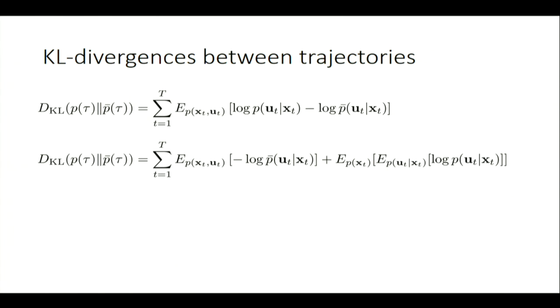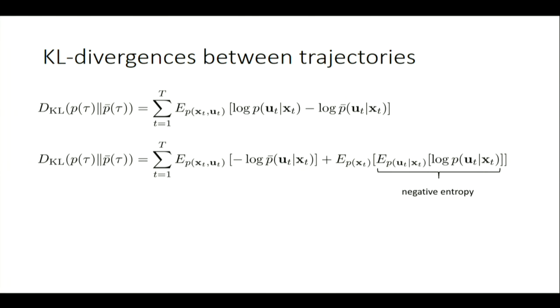So what we're going to then do is a little bit of rearranging. We're going to take this negative log p bar term, and we're going to leave that alone. And then for this other term, we're going to rewrite it as the expectation under p of x, and then the expectation under p of u given x. Because it's an expectation under p of x comma u, we can write p of x comma u as p of x times p of u given x, and then we can just separate out those two expectations. And this term right here, this is just the negative entropy of p of u given x.